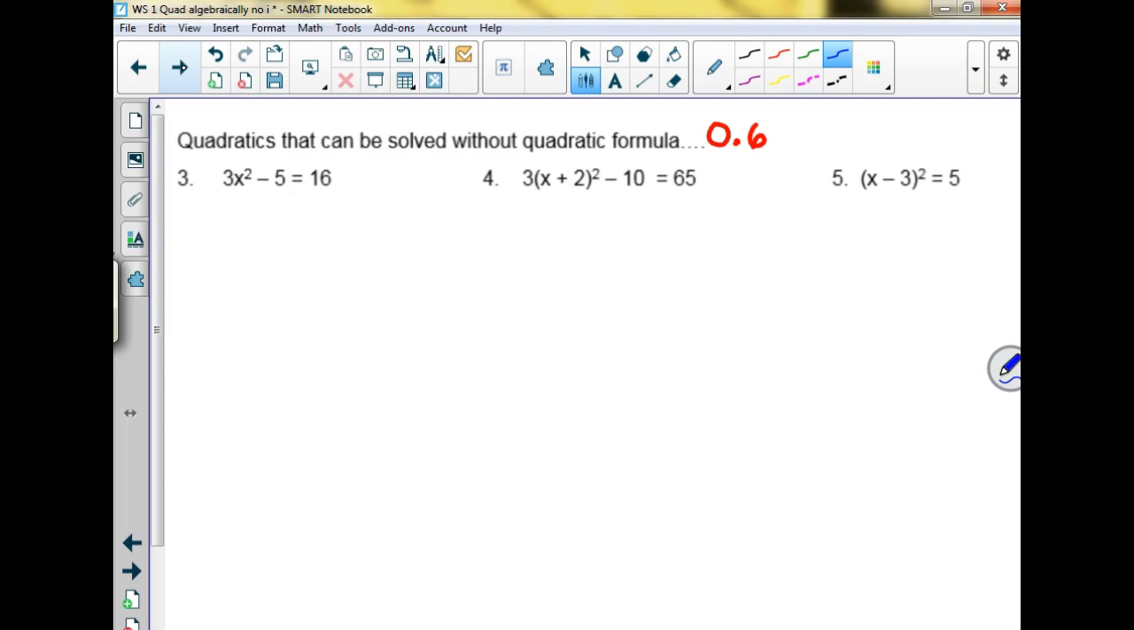All right, so back here, this is number 6, and it is solving by square rooting. So what can we do here?